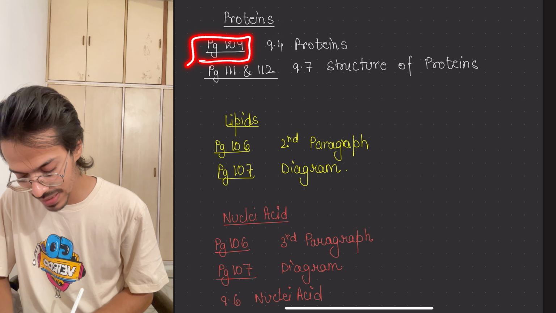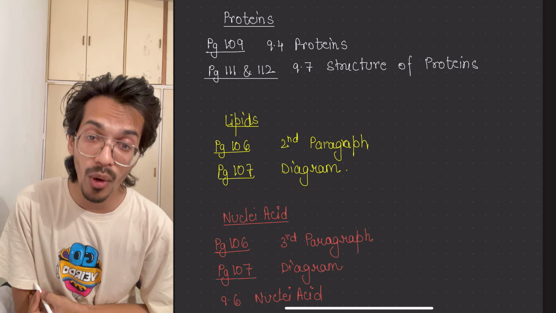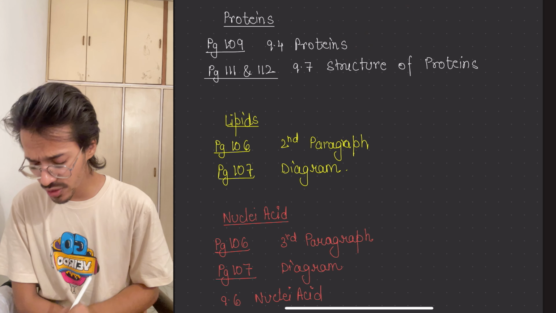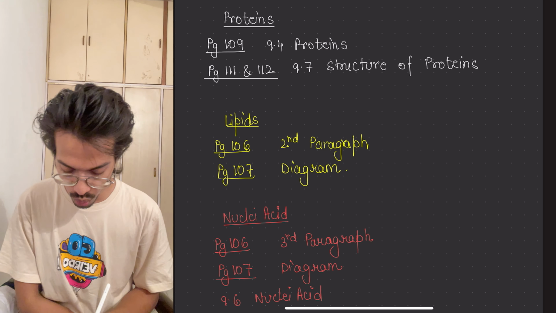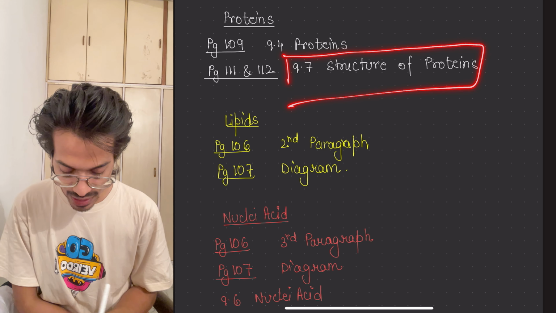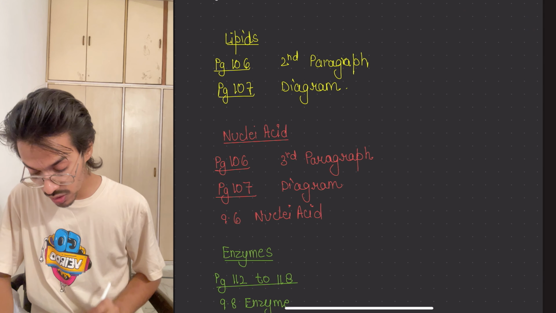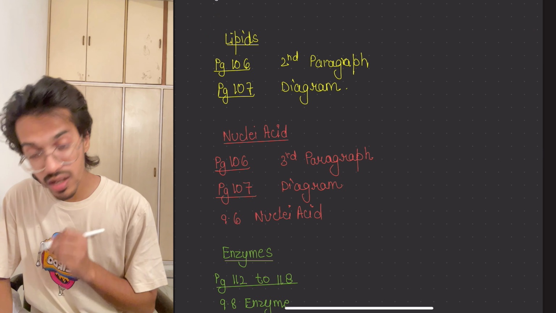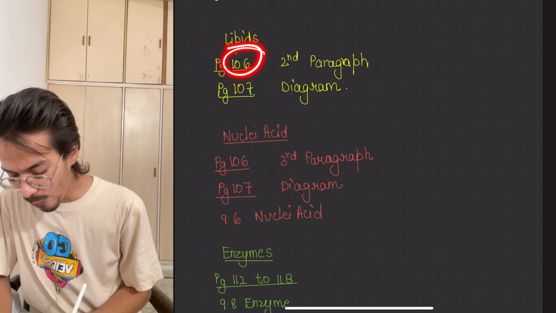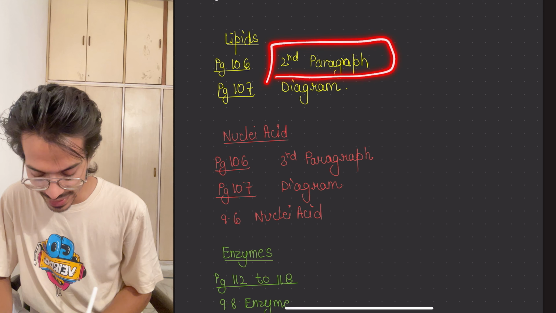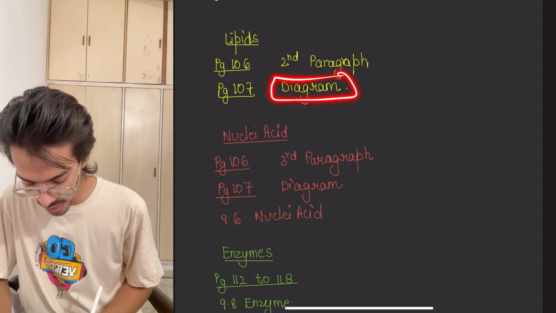You have to go to page number 109 and study the topic 9.4. Moving on, you have to go to page number 111 and 112, where you will be studying topic 9.7, telling you about the structure of proteins. Moving on, after that you will be studying about the lipids, which are the fats. You have to go back again to page number 106 and study the second paragraph, and in front of it on page number 107 you have what?